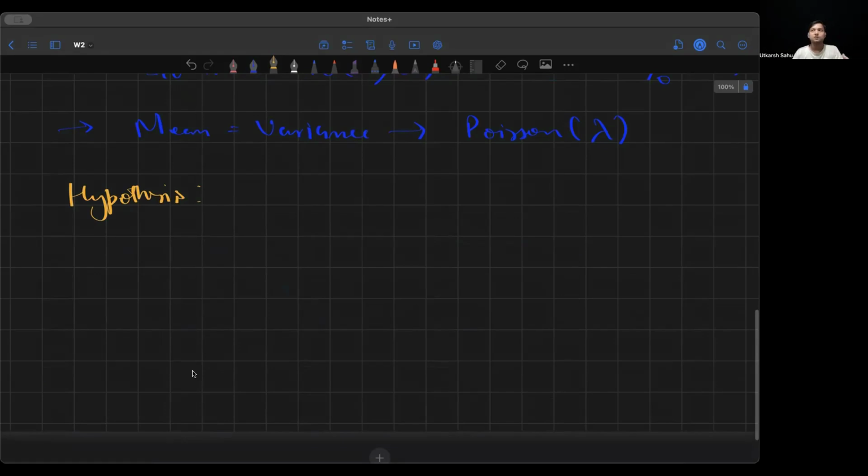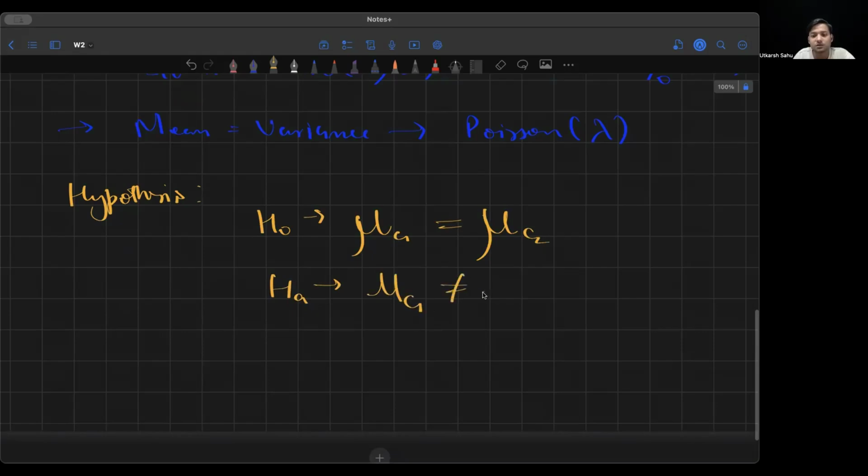What would that be? Your hypothesis is basically an assumption, so we say null hypothesis. This would be that the average weight in, let's say, city 1 is equal to the average weight in city 2, which is basically your mu city 2. So this is my null hypothesis. What is my alternate hypothesis? I hope you know that just the opposite would be your alternate hypothesis.